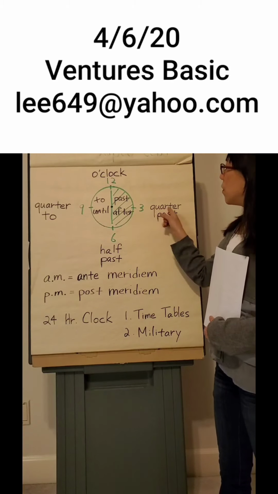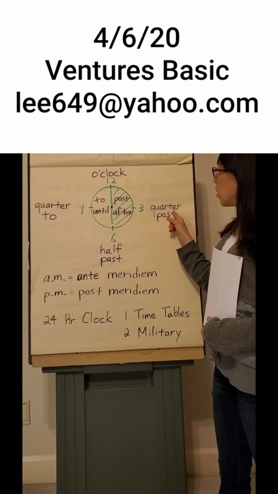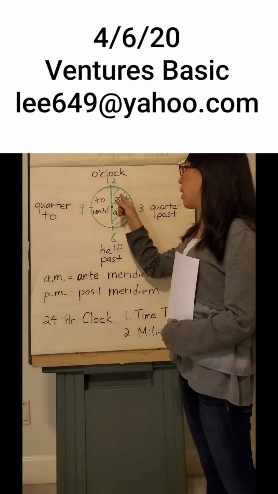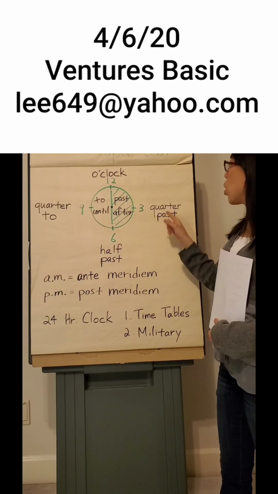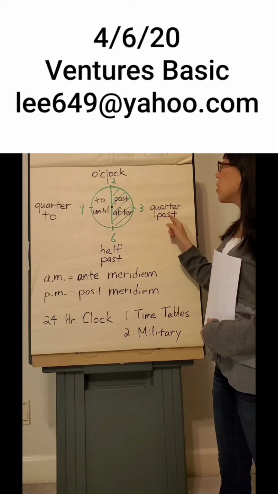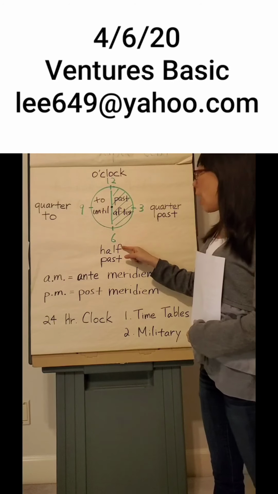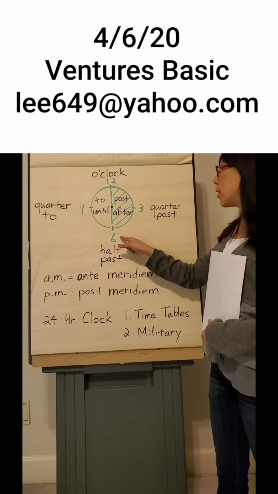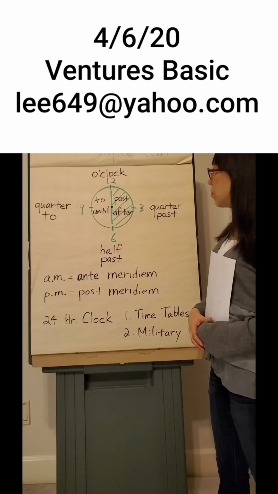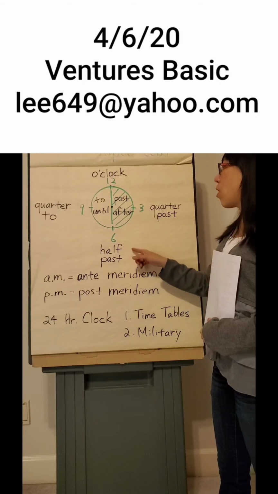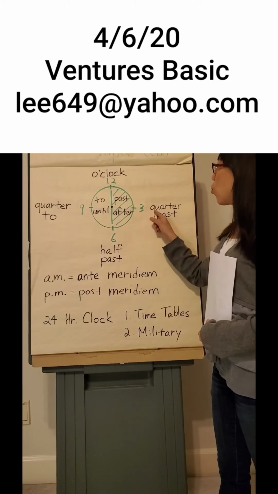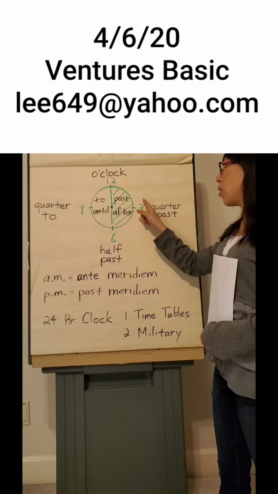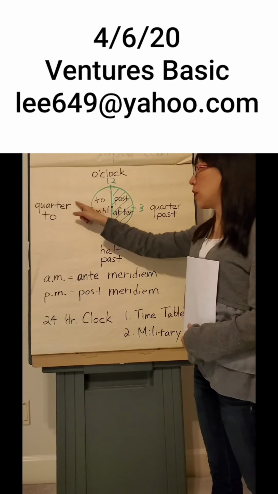And instead of 15, we don't usually say 15 past 3. If it's 3:15, we usually say it's quarter past 3. And we also say it's half past 6 for 6:30. Instead of 30 past 6, we use half and quarter for 3, 6, 9.